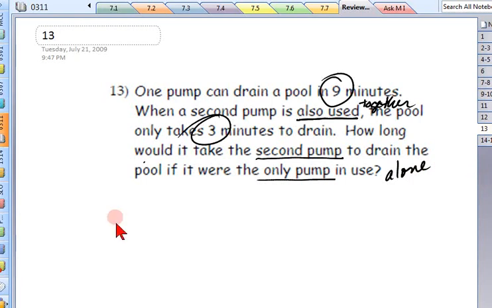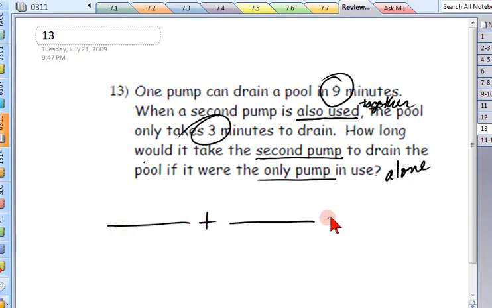So, here's my scenario. Got 2 pumps. Pump number 1, do you know its alone time? 9. Pump number 2, do you know its alone time? No, that's x. Do you know the together time that they actually pumped? 3.